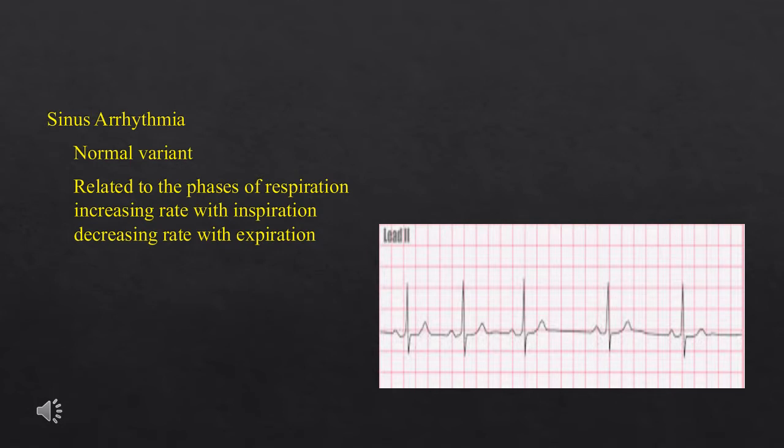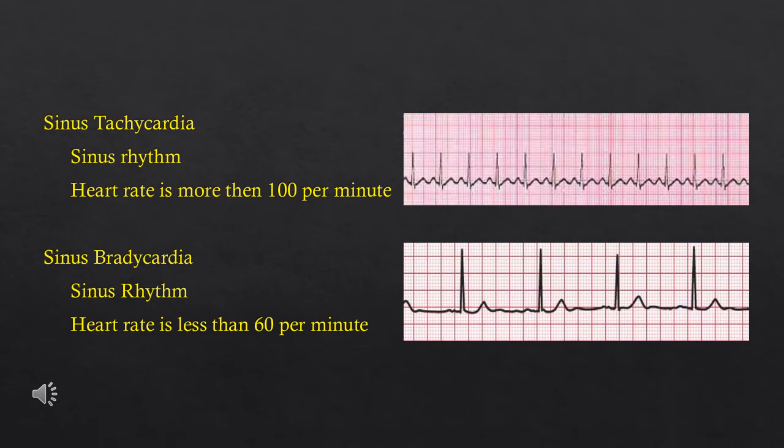Sinus arrhythmia is a normal variant. The variation in the distance between the two R waves is related to the phases of respiration. Increasing rate with inspiration and decreasing rate with expiration. Sinus tachycardia is characterized by a sinus rhythm with a normal-looking P wave followed by QRS with a heart rate of more than 100 beats per minute. Sinus bradycardia is characterized by sinus rhythm, a normal-looking P wave followed by a normal-looking QRS, but the heart rate is less than 60 beats per minute.